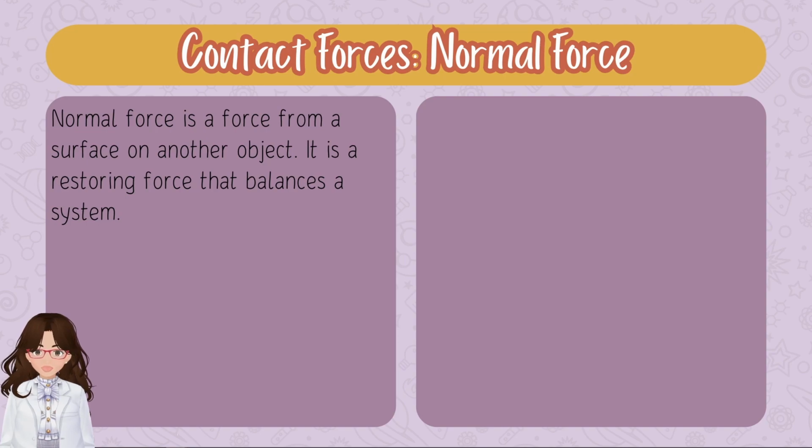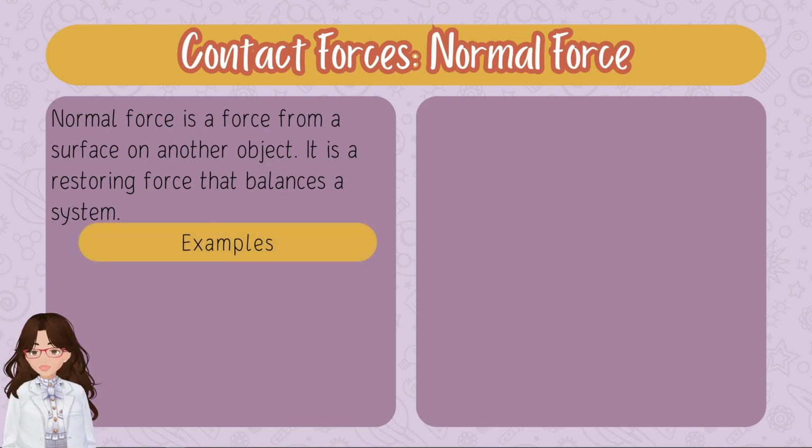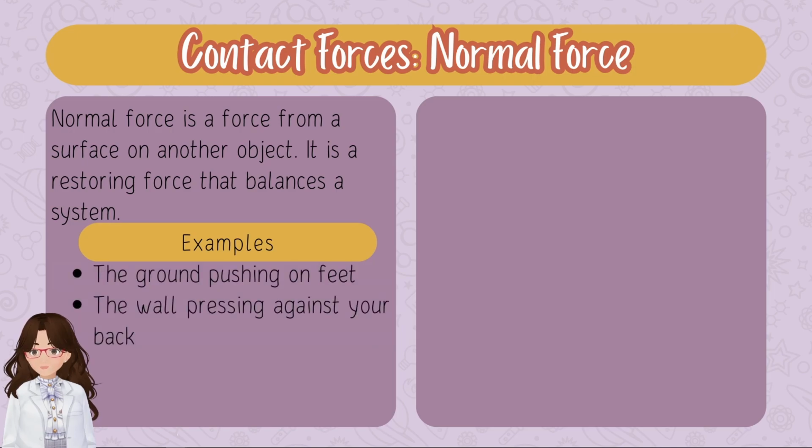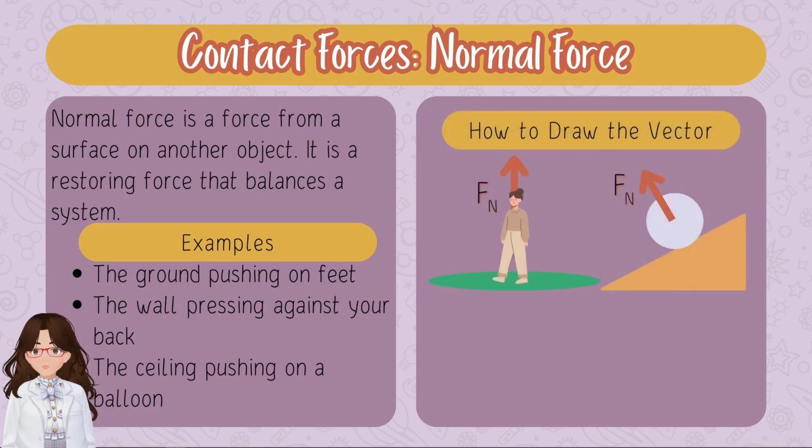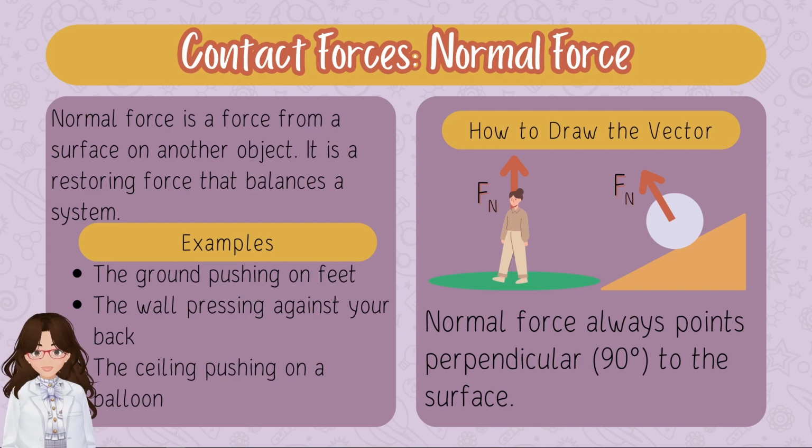Our next force is going to be normal force. Normal force is a force from a surface on another object. It is a restoring force that balances a system. Some examples of normal force are the ground pushing on feet, the wall pressing against your back, the ceiling pushing on a balloon. So when you draw the normal force vector, you're going to want to make it, well, normal. In math, normal has a special meaning, and it doesn't mean that you're average. In this case, normal means perpendicular to another line, right? So that means it's going to make a 90-degree or a right angle with that surface. So normal force always points perpendicular to the surface.